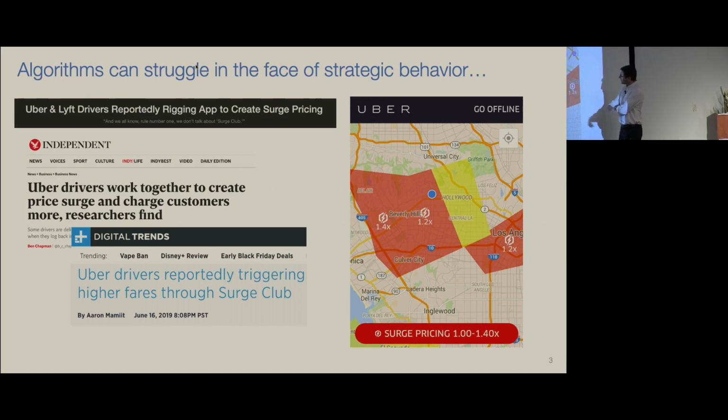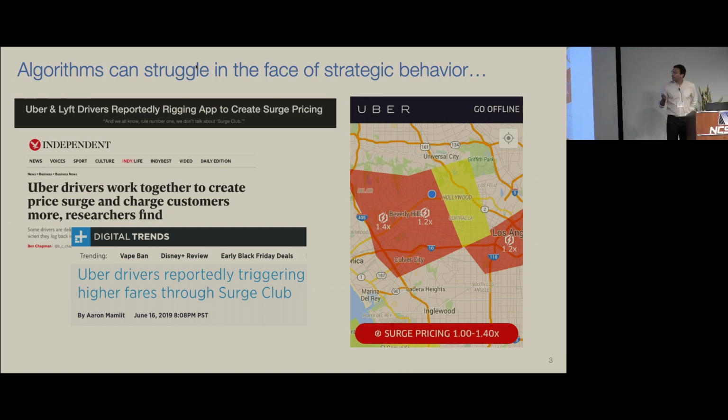A group of Uber drivers will go to a certain part of the city. This is LA, so they'll go to Beverly Hills. All of the drivers will turn off their app at the exact same time. The Uber surge pricing algorithm notices it's just lost a huge supply of drivers in Beverly Hills, so it starts surging the price there. Then those drivers turn on their apps, collect the higher price, and go on with their day and do this presumably somewhere else. The problem is that the users are being faced with artificially high prices because these drivers are effectively gaming the surge pricing algorithm.